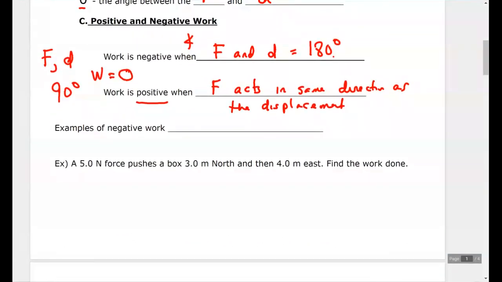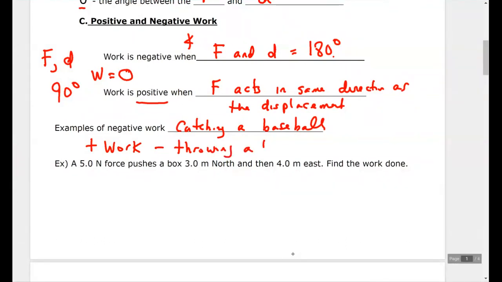Negative work would be catching a baseball. Catching a baseball is negative work. Throwing the baseball is positive work, because your force is in the same direction as the displacement.